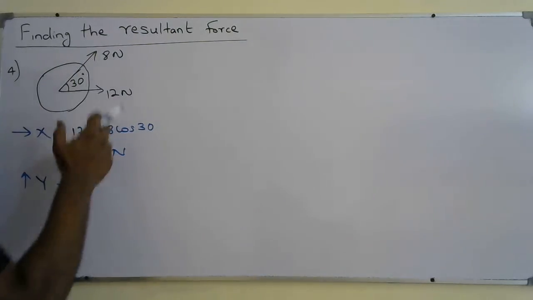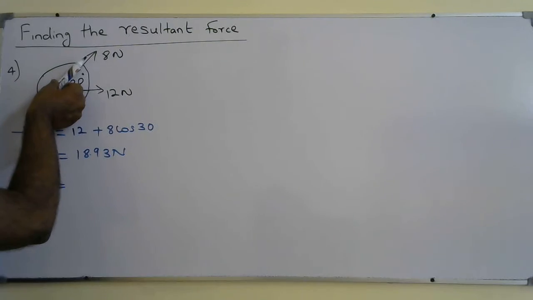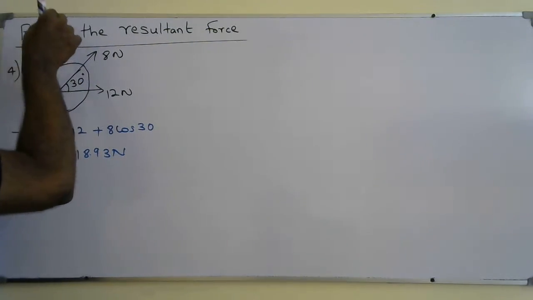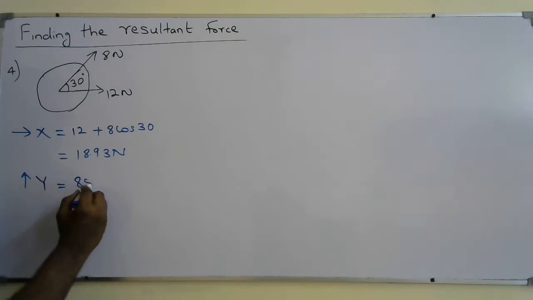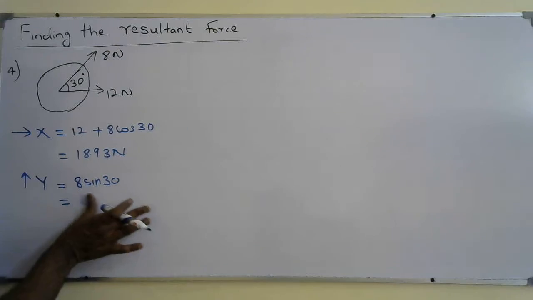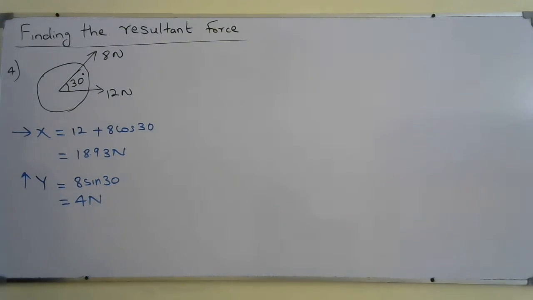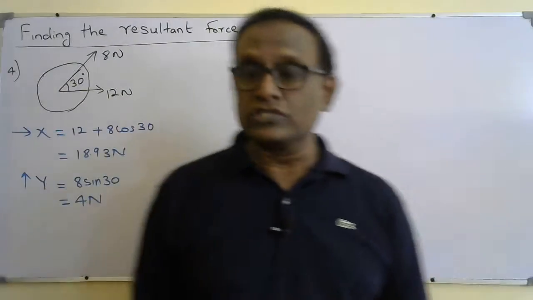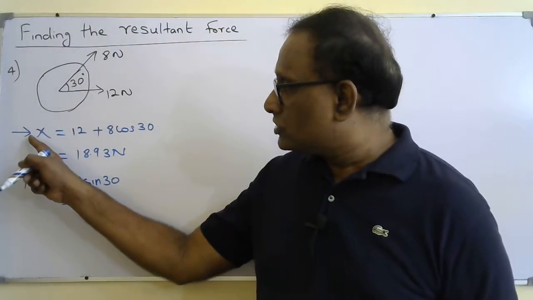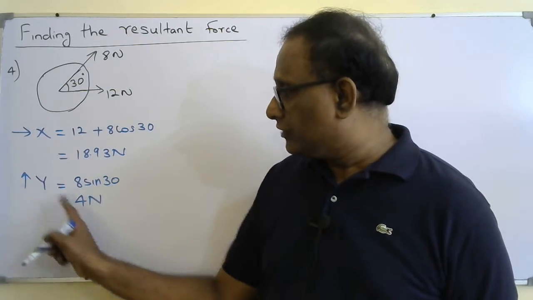Then this one, what should be its vertical component? Keep the pen along the arrow. To get the vertical component, open it or move it away from the angle pointing up. Away means sine, 8 sine 30. That will be 4 Newton. Okay, so now I have two perpendicular right angle forces. What are they? Horizontal force towards right 18.93, vertical force which is upwards 4 Newton.